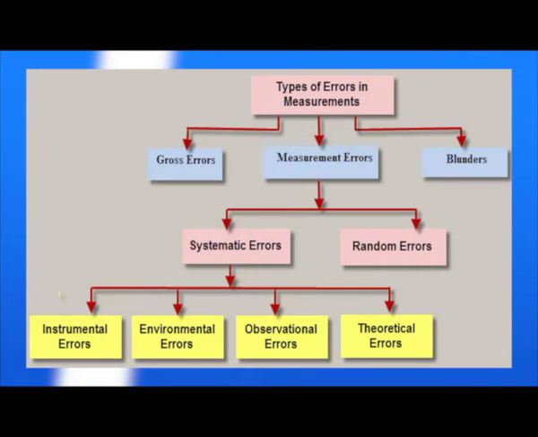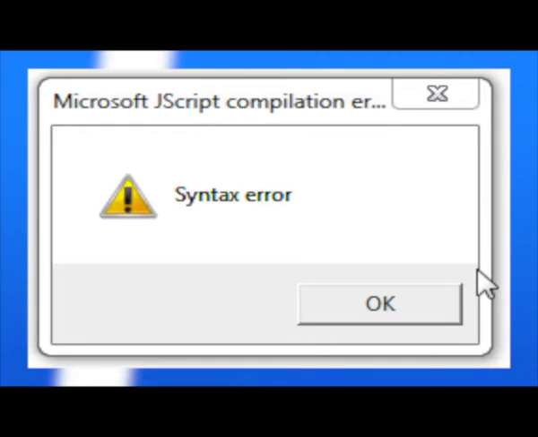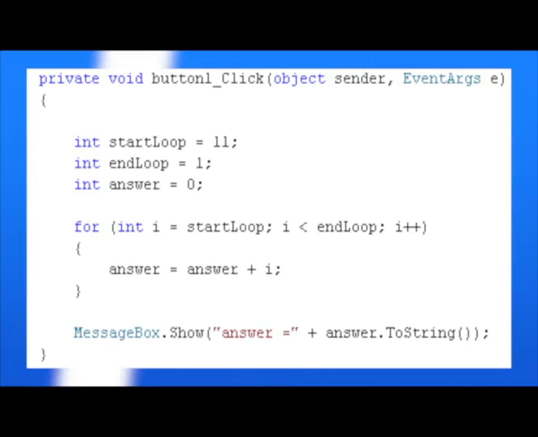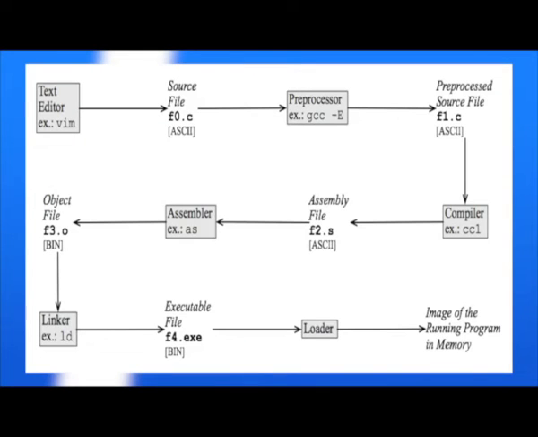Dear students, let us now discuss the different types of errors that may occur in programming. So, students, we have now understood what an error is. Let us next see the different types of errors. There are three types of errors and they are syntax errors, semantic errors, and logical errors. Let us see each one in detail.